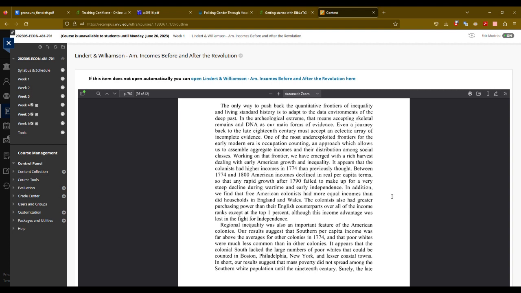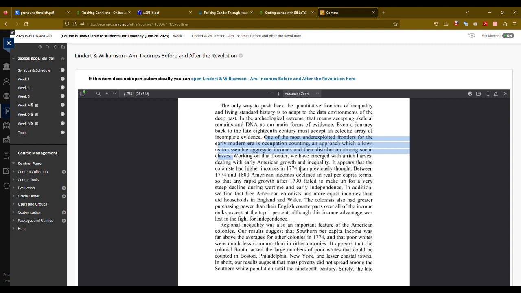One of the most unexplored frontiers for the early modern era is occupational counting, an approach which allows us to assemble aggregate incomes and their distribution among social classes. So here in this sentence, in one sentence, the authors have told us this is our big new thing, right? They mentioned we're going to have new data sources. Here we've been told what those new data sources are.